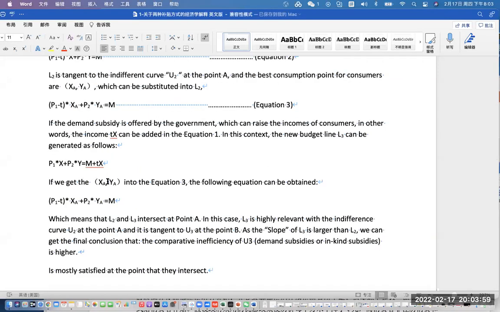If we put XA, YA into equation 3, then we can get the following. Which means, putting it in economic terms or equations, that L2 and L3 would intersect at point A. On this occasion, L3 would be highly relevant to the indifference curve U2 at point A, and it would be tangent to U3 at point B.